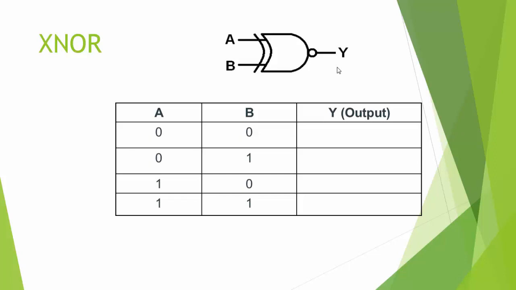Okay, our XNOR gate. This is an exclusive not or gate. So the easiest way to think of this, first we populate a NOR, and then we invert it. Always takes a few seconds to do these. When A and B are zeros, a NOR gate would give a 1, and we should get a 1.